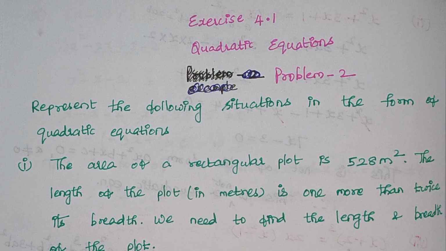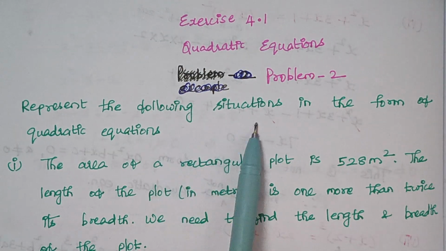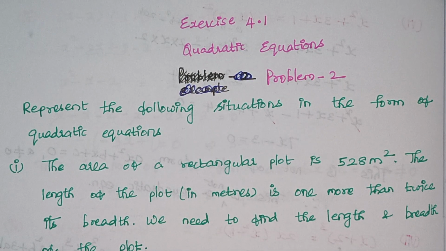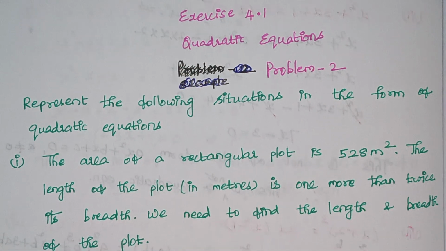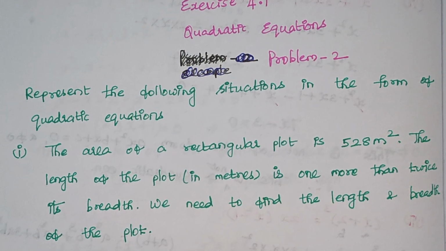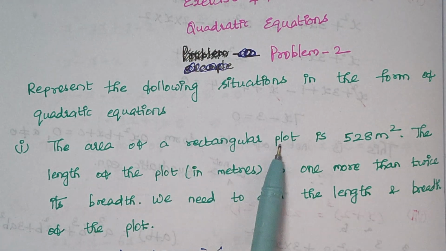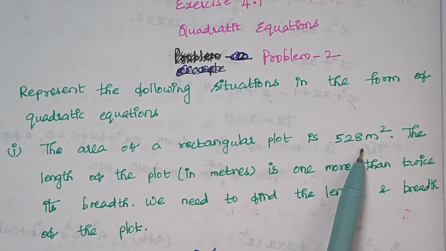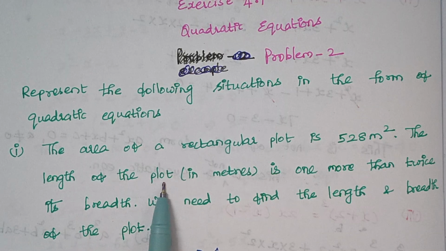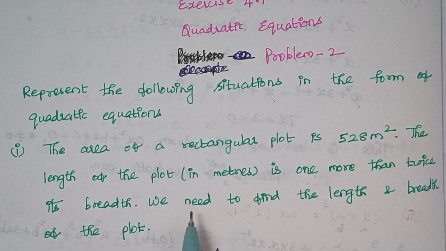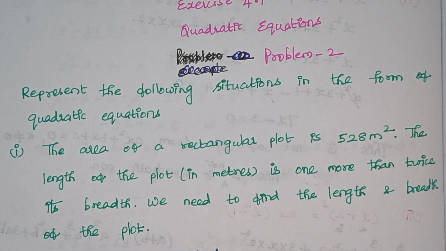So this problem has 5 subdivisions. We will start with the first part. Represent the following situations in the form of a quadratic equation. So here a situation is given. We have to represent it in the form of a quadratic equation. The first problem is: the area of a rectangular plot is 528 meters square. The length of the plot is 1 more than twice its breadth. We need to find the length and breadth of the plot.